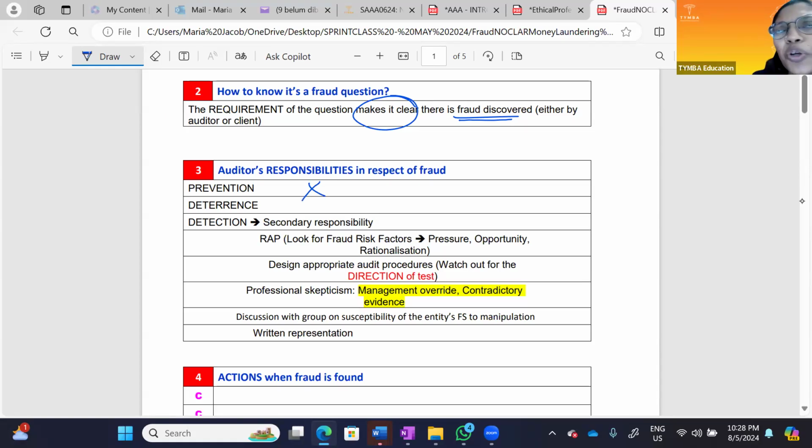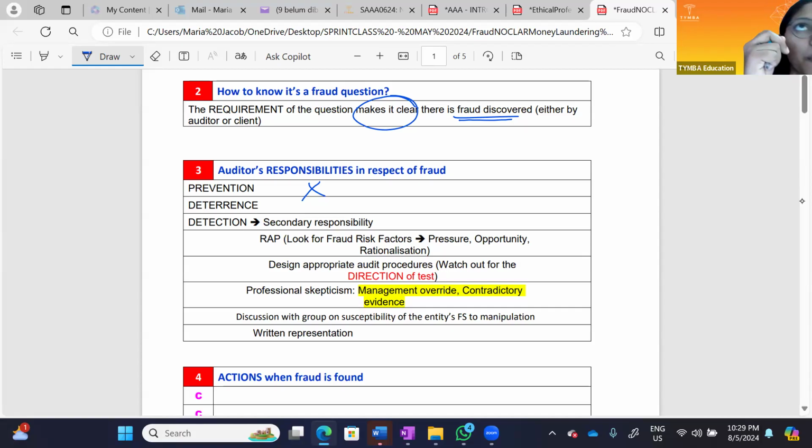We come in to audit, it's already happened, so how can we take up the prevention role? Are we in the role of deterrence? Can we deter the fraud from happening? Deterrence means, can you stop it from happening?